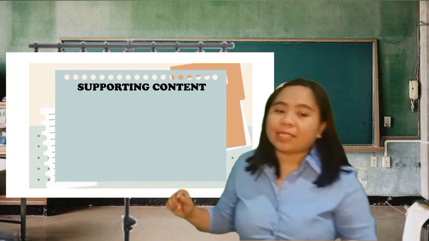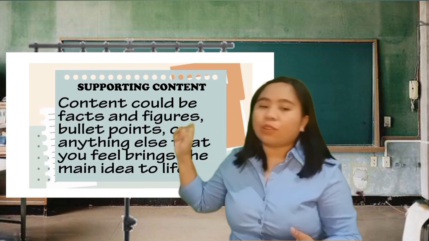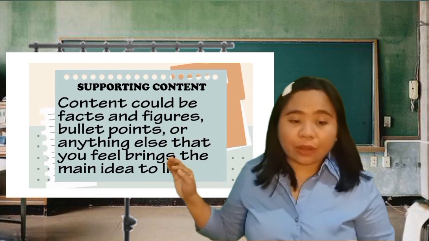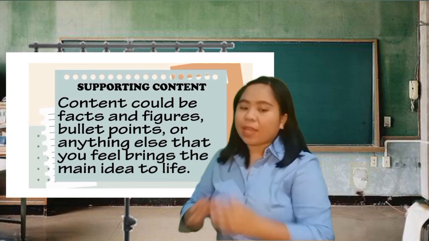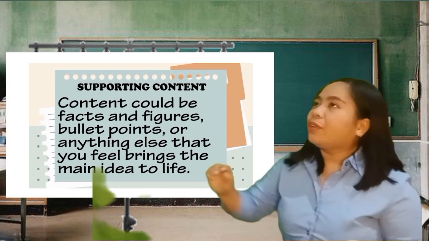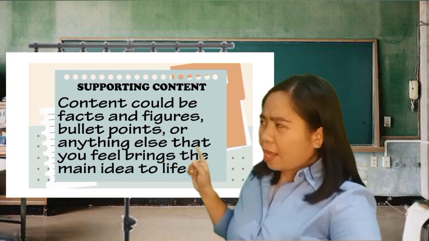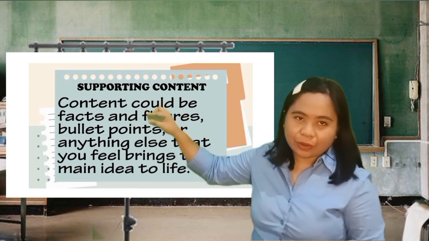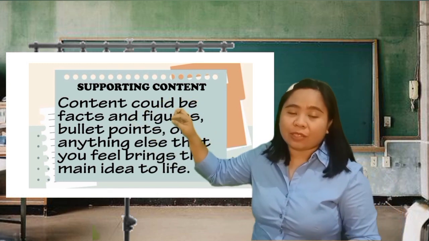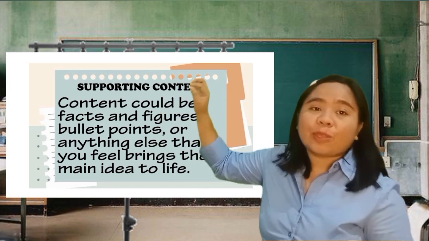The next element is the supporting content. Content could be facts and figures in bullet points or anything else that you feel brings the main idea to life. For example, on the storyboard that I showed you earlier, there's a drawing. That is the figure of the storyboard, so that is the supporting content.